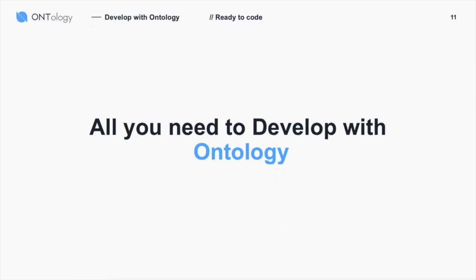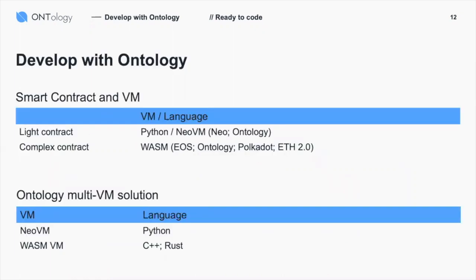So next we start to develop one DApp on Ontology. There are different smart contracts, because Ontology supports multiple virtual machines, that is, multiple types of smart contracts. If your smart contract is a lightweight smart contract, you can use Python. It is based on the NeoVM virtual machine, which is supported by Neo and Ontology. If your smart contract is quite complex, then we suggest you use the WASM virtual machine. It has to be programmed in the C++ or Rust programming language. This virtual machine is also supported by EOS, Ontology, Polkadot, and will also be supported in Ethereum 2.0. But in our demo today, we use Python because we just developed a simple smart contract.